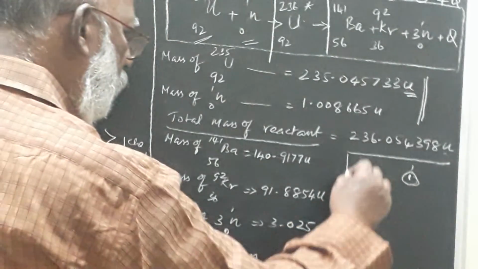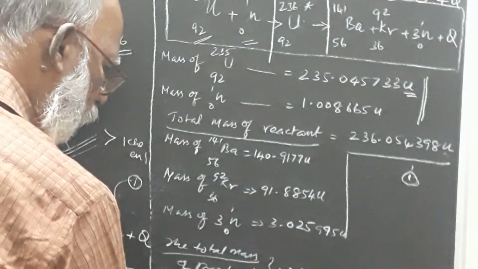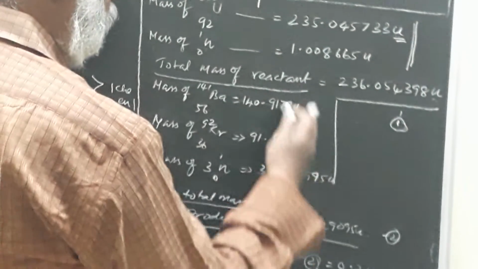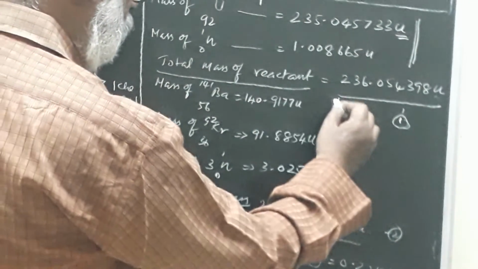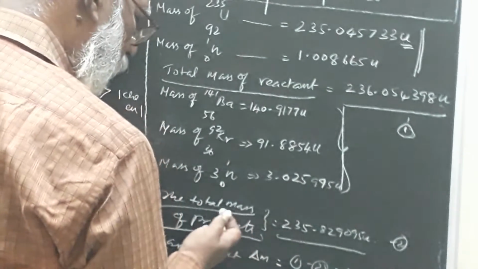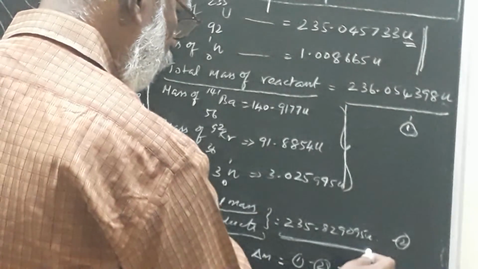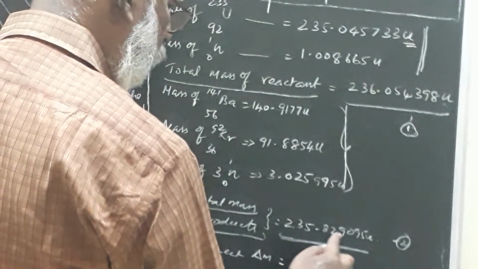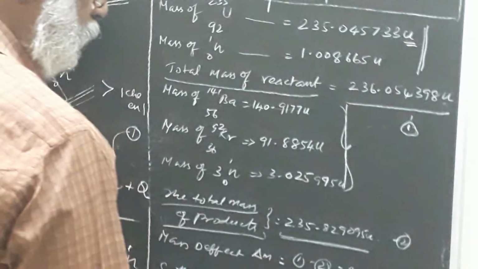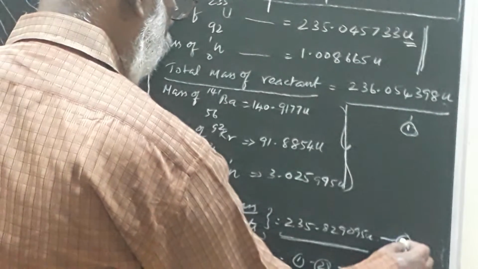Now you have to add these three. Then we get the total mass of products. What are the products that are produced during the decay? These three products. If you add these three masses, we get the total mass of the products, which is equivalent to 235.829095 atomic mass unit. So now we are clear. This is equation number 2.